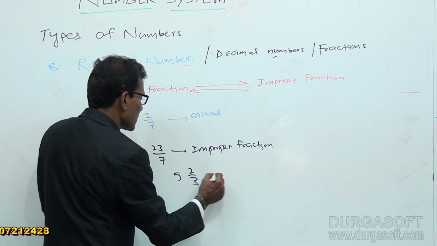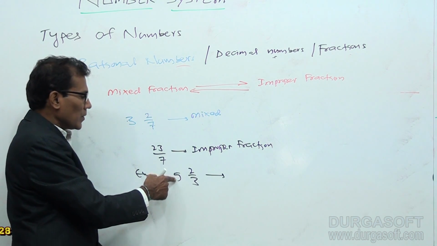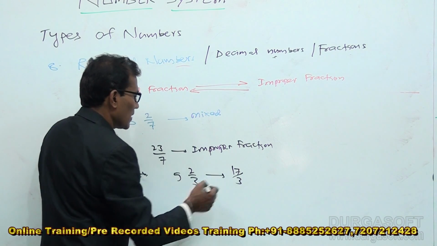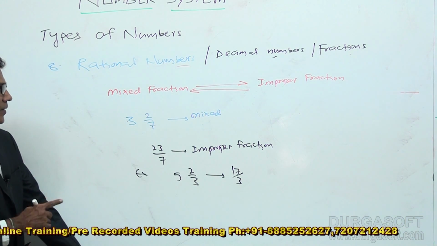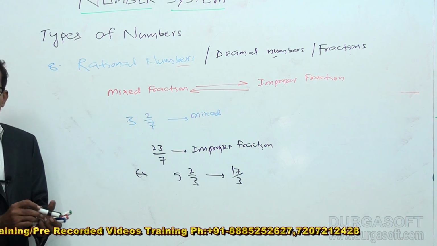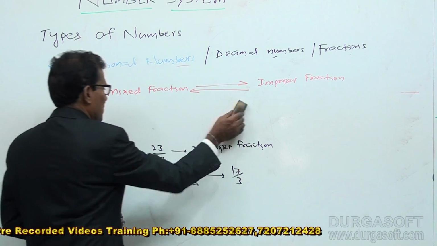Take another example, 5 2 by 3. How can you convert this into improper? Multiply these two, 3 5s are 15, 15 plus 2 is 17, 17 by 3 is the improper fraction. So every mixed fraction you can convert into an improper fraction. At the same time we can convert every improper into mixed. Let us see how it is.